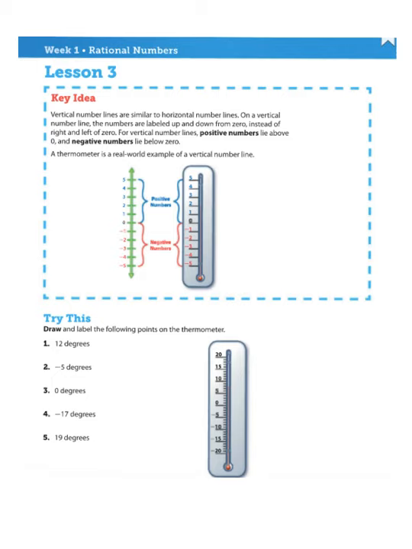It says vertical number lines are similar to horizontal number lines. On a vertical number line, the numbers are labeled up and down from 0 instead of right and left of 0. For vertical number lines, positive numbers lie above 0 and negative numbers lie below 0. So this is my vertical number line. Over here, this is a thermometer showing temperature. So above 0, I have my positive numbers. Below 0, I have my negative numbers. It says the thermometer is a real-world example of a vertical number line.